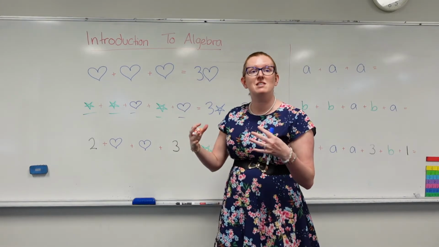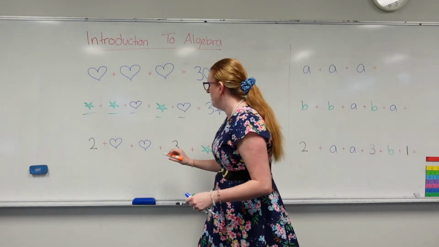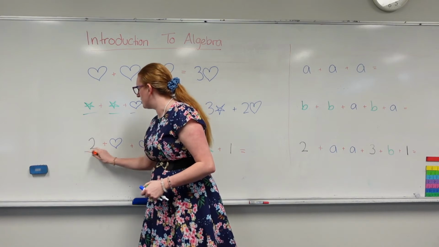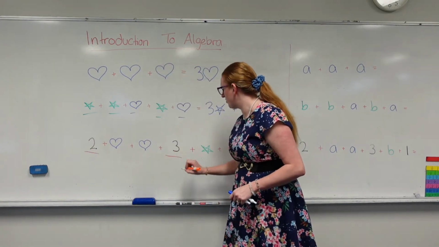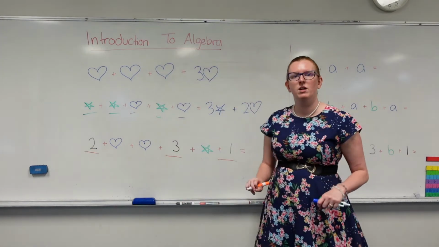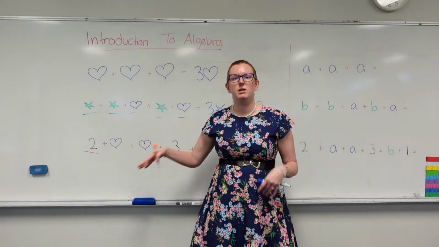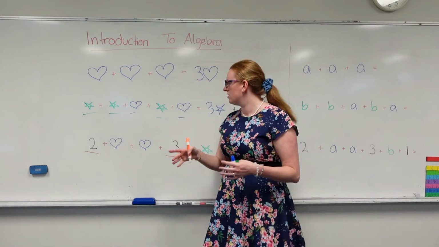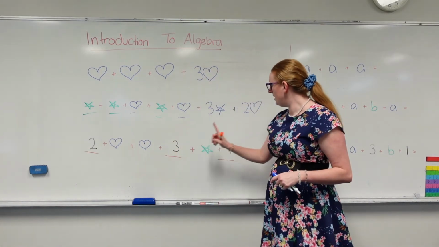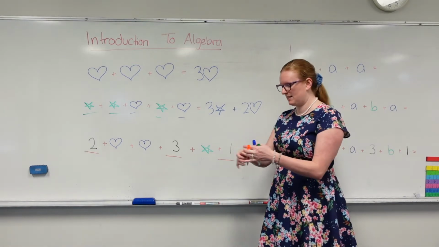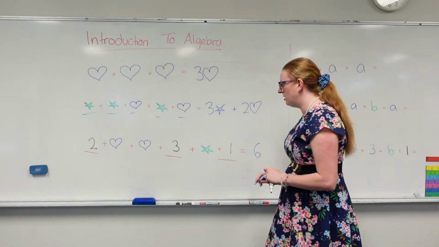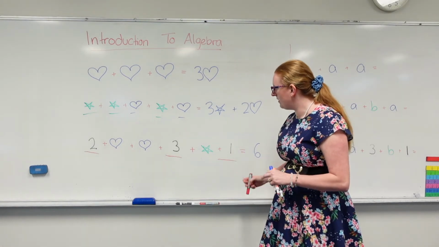Or I often start out circling things or underlining. So I've got a 2, I've got a 3, and I've got a 1. Cool, I can add those together because they don't have any symbols attached. So 2 plus a 3 plus a 1 gives me 6. Cool. All right, now let's do the love hearts.